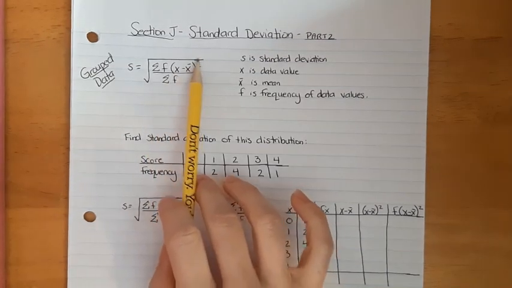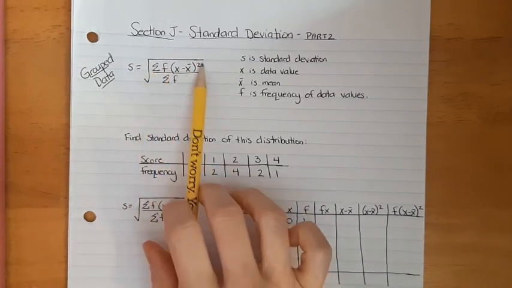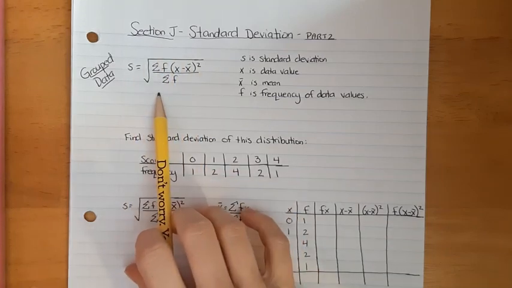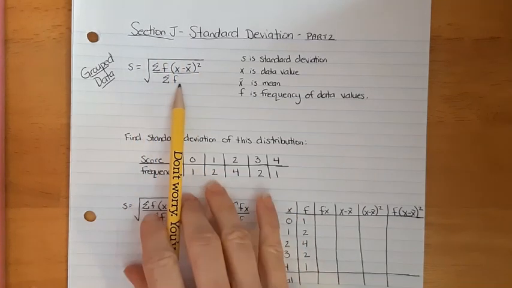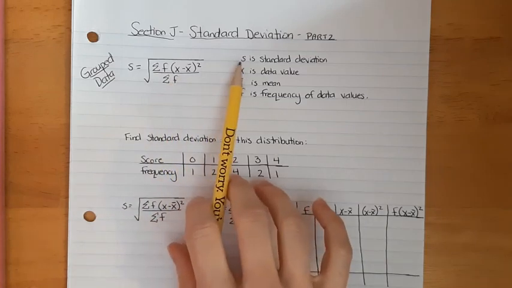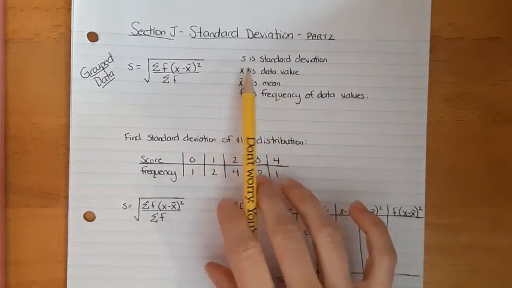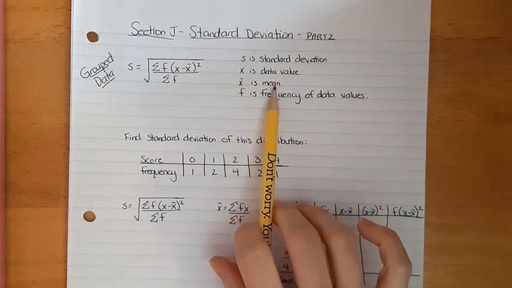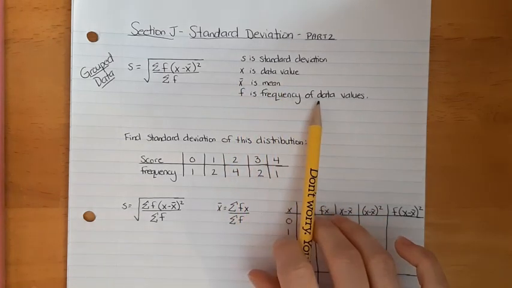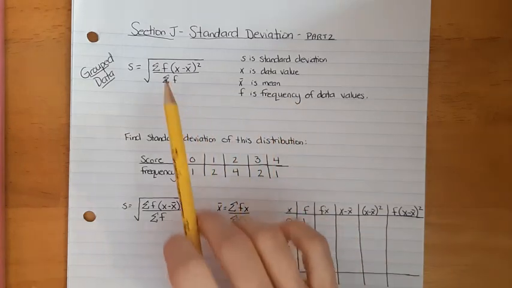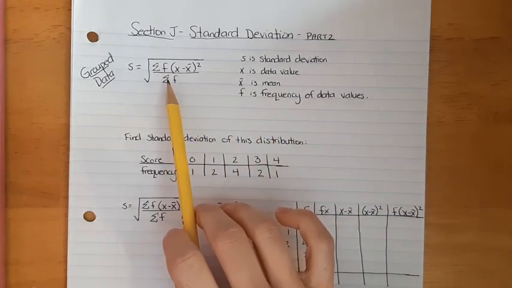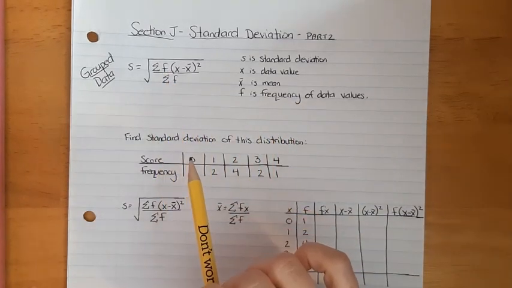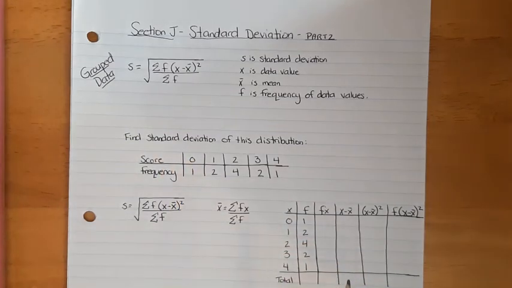So starting with the equation, again, it looks reminiscent of the basic standard deviation equation, but you'll notice that there's a couple of F's here. Everything is the same as the previous video. S is standard deviation, X is your data values, X bar is your mean, and F is now the frequency of the data values. So that now is going to play a part in determining the standard deviation. So let's go through a couple of examples.